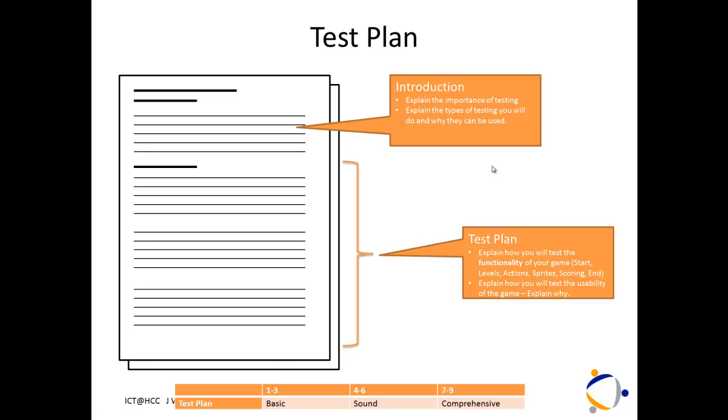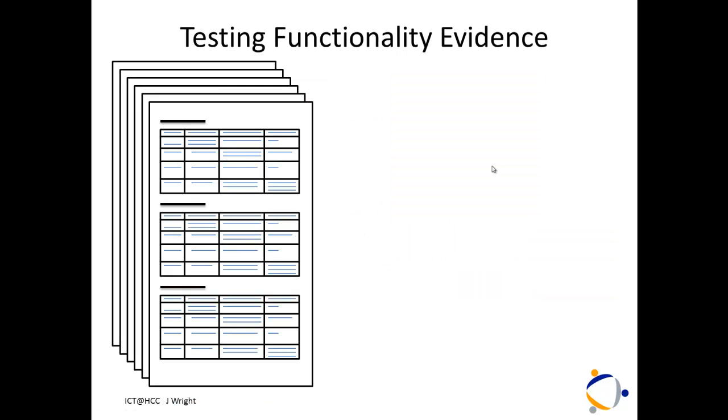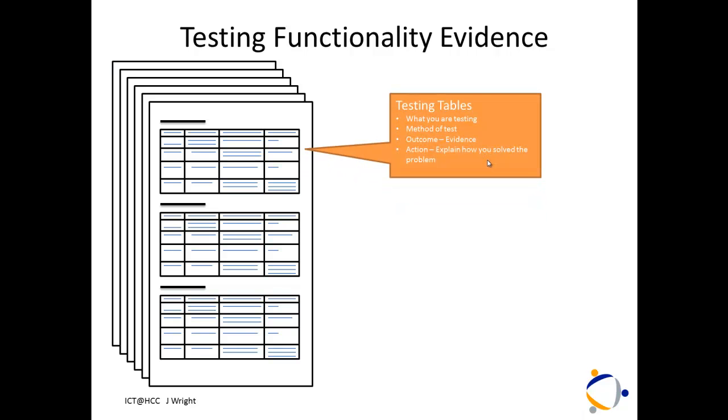Once you've completed your test plan, move on to your functionality. And this is where you get into the nitty-gritty of testing, and this will be several pages long. Testing tables, they're the starting point, and that's where you record the evidence. You're going to need headings that are going to be what you're testing, the method of your test, the outcome and the evidence, and then explain how you solved any problems. Especially if it failed, you must explain what you did to fix it.